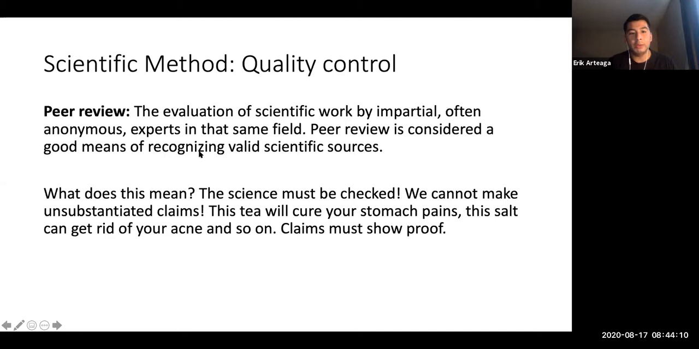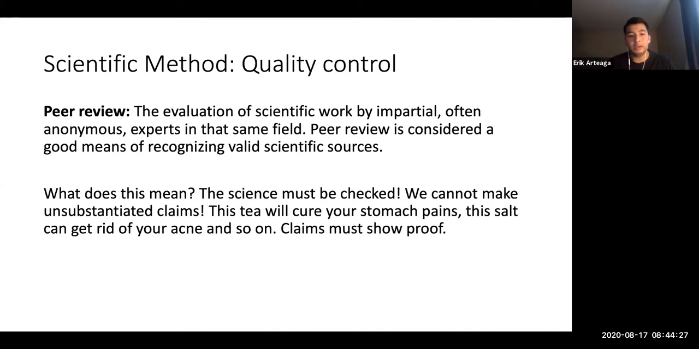Okay, the evaluation of scientific work by impartial, often anonymous experts in the same field. Peer review is considered a good means of recognizing valid scientific experiments. Okay, so what does this mean? It essentially means that your research or your experimentation must be checked.